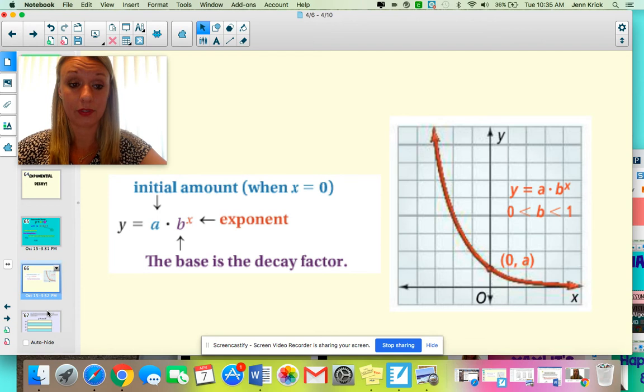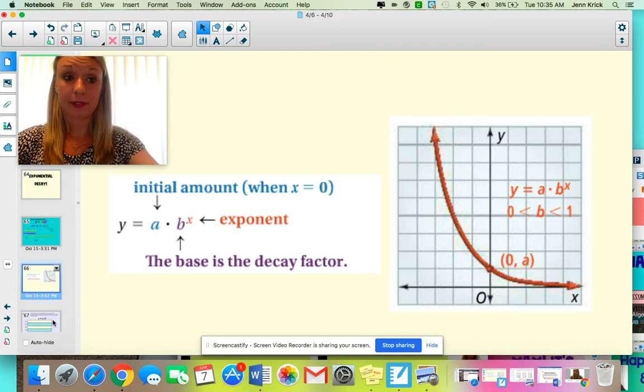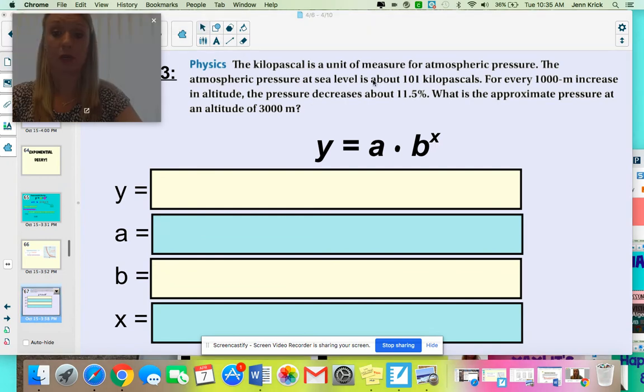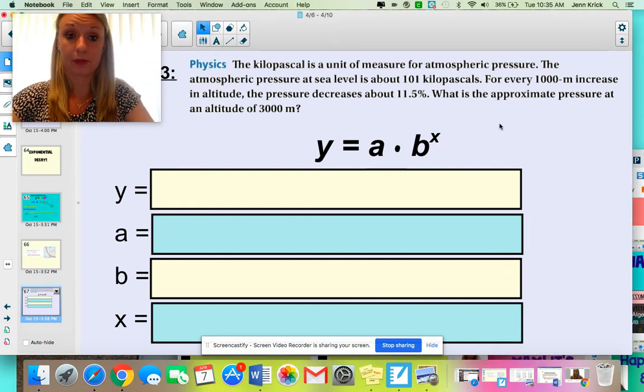If I gave you an equation and I wanted you to plug it in, sorry, hold on. Computer's lagging. Okay, so here would be a problem for you to plug in. I'm going to give you a second to pause the video and read.